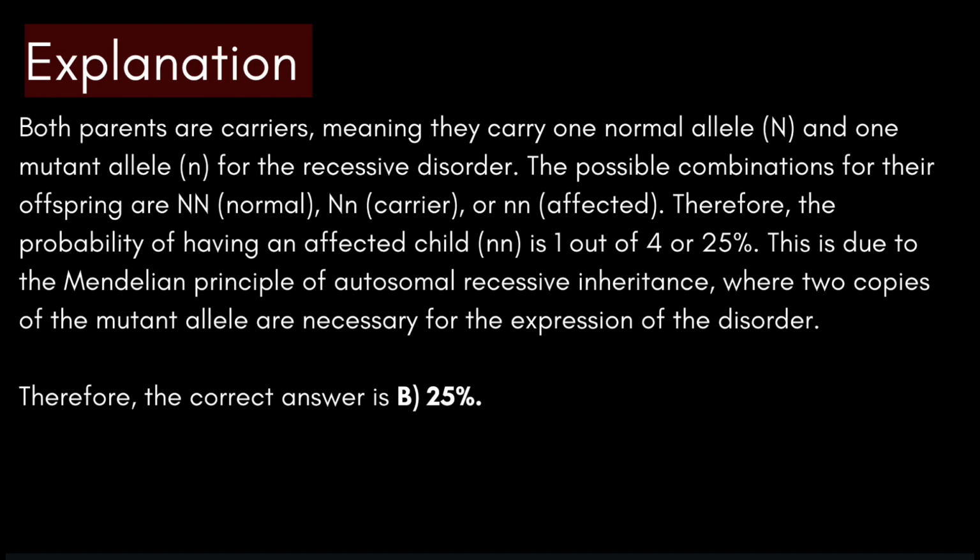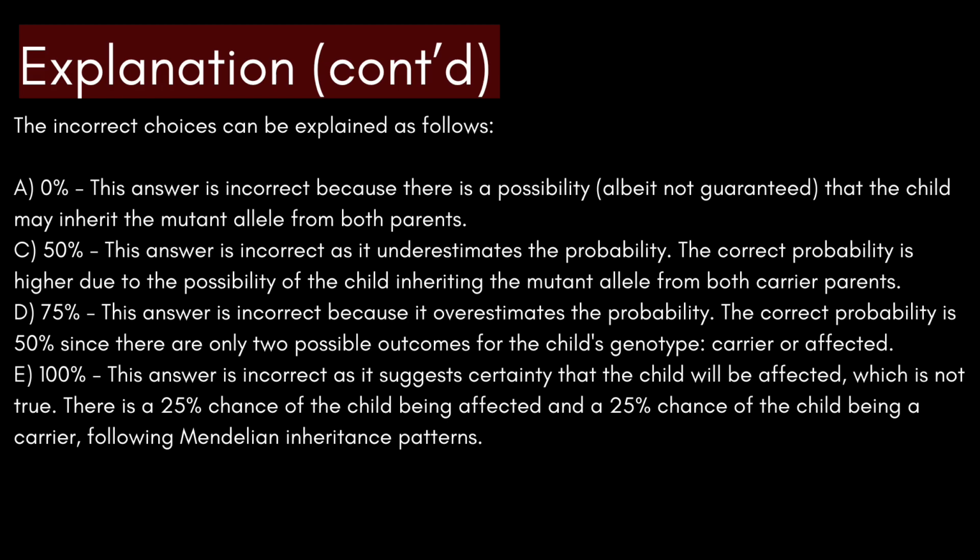Basically, draw your Punnett square out. They're both carriers, so big N, little n. The only possible outcomes are a 1 in 4 chance of getting a big N, big N, 2 in 4 chance of getting a big N, little n, or a 1 in 4 chance of getting a little n. So only a 1 in 4 chance of getting an offspring that's actually affected.